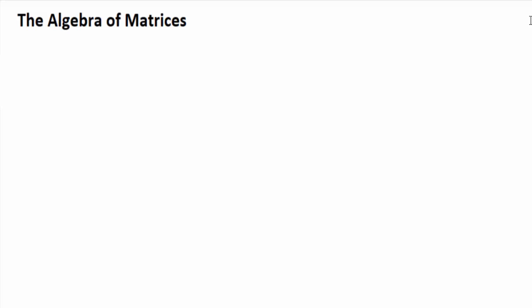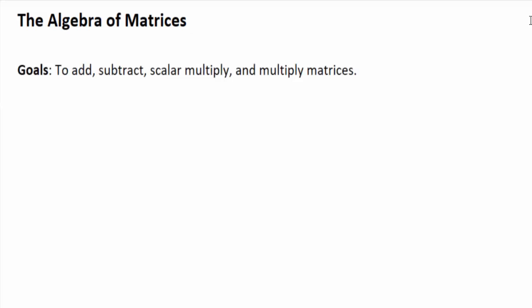Here we go, the algebra of matrices. I really kind of think of it as the arithmetic of matrices. The goal is to add, subtract, scalar multiply, and multiply matrices. We have two kinds of multiplications, but no division. So how do you define operations on these objects we call matrices?